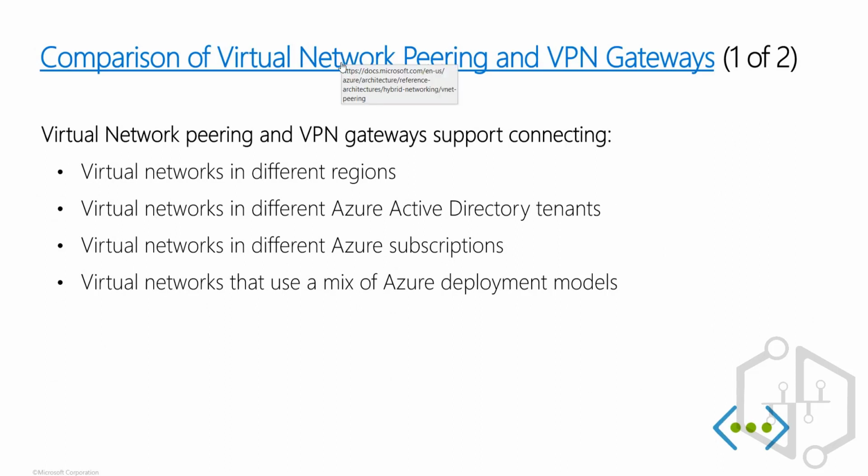Now this is a very important point in terms of virtual network peering and VPN gateways, because once it comes to hybrid networking or hybrid communication between your on-premises environment and your Azure environment, there are two approaches. Which approach will be better? That connectivity, that distinguishing, you can do it from here.